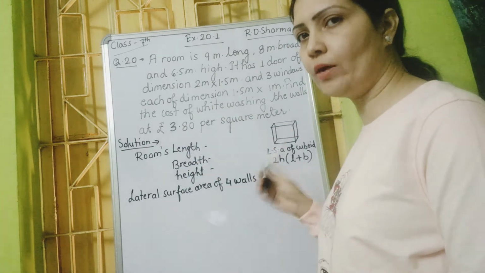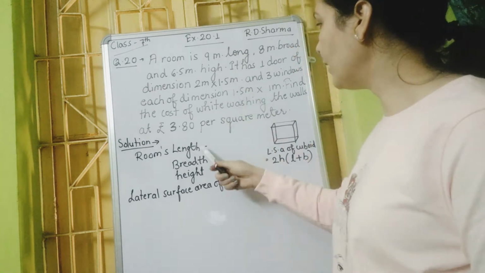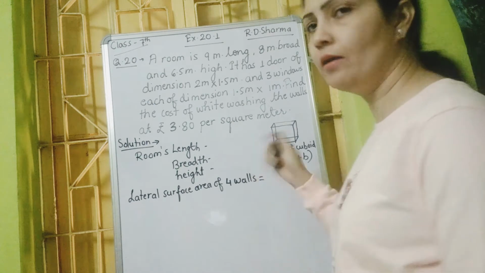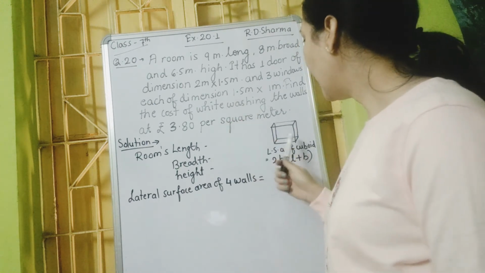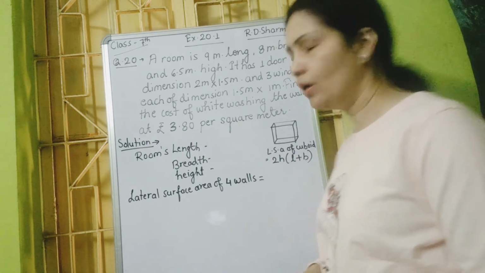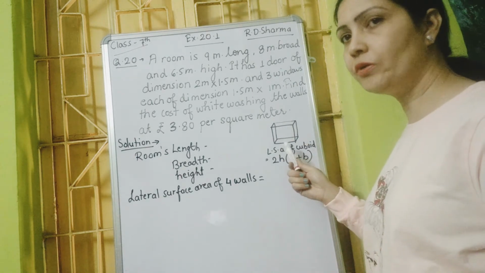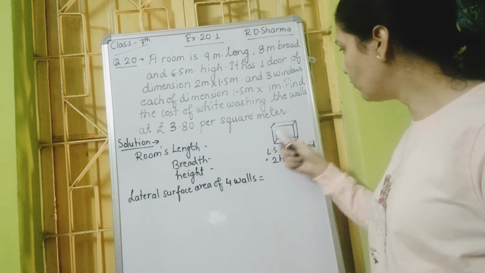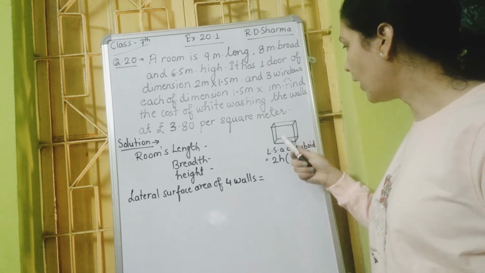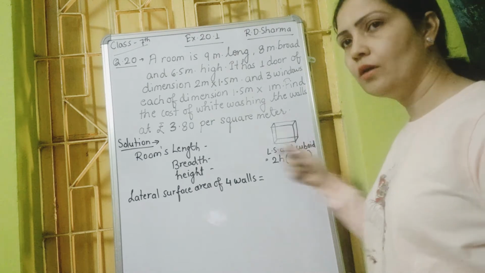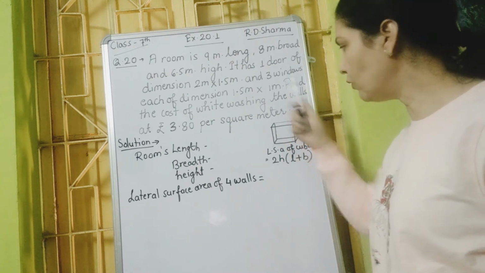Okay, so there is one room given, length, breadth and height are given. And we have to find out the cost of whitewashing that room, and the windows and door dimensions are also given. So here, if you see, this room will look like a cuboid, a 3D shape. There are 4 walls, roof and floor. But here we have to just whitewash the 4 walls, not the roof, not the flooring.